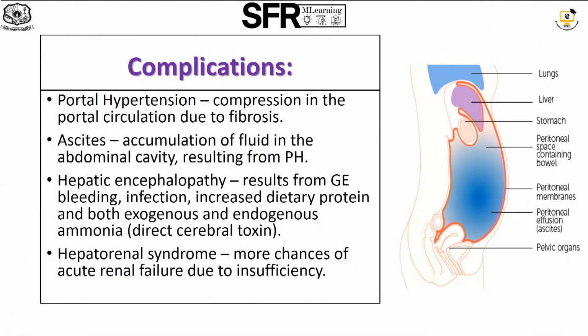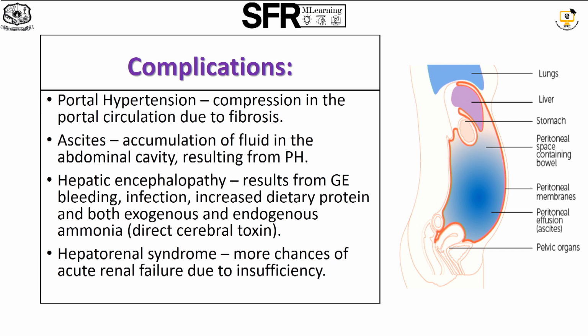A further complication that I have mentioned is portal hypertension, the compression in the portal circulation. The portal circulatory arteries and veins get compressed due to the fibrosis condition. Further, the tension and pressure in the portal circulation increases, which also causes esophageal varices, which means esophageal bleeding, and gastrointestinal bleeding will also happen because of the portal hypertension. And one more thing, due to the portal hypertension, hepatorenal syndrome occurs.